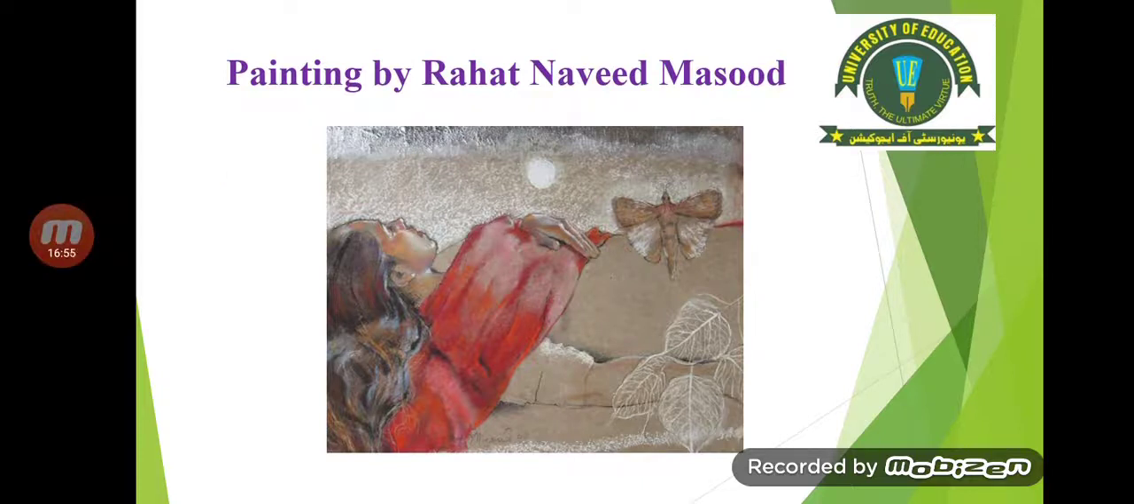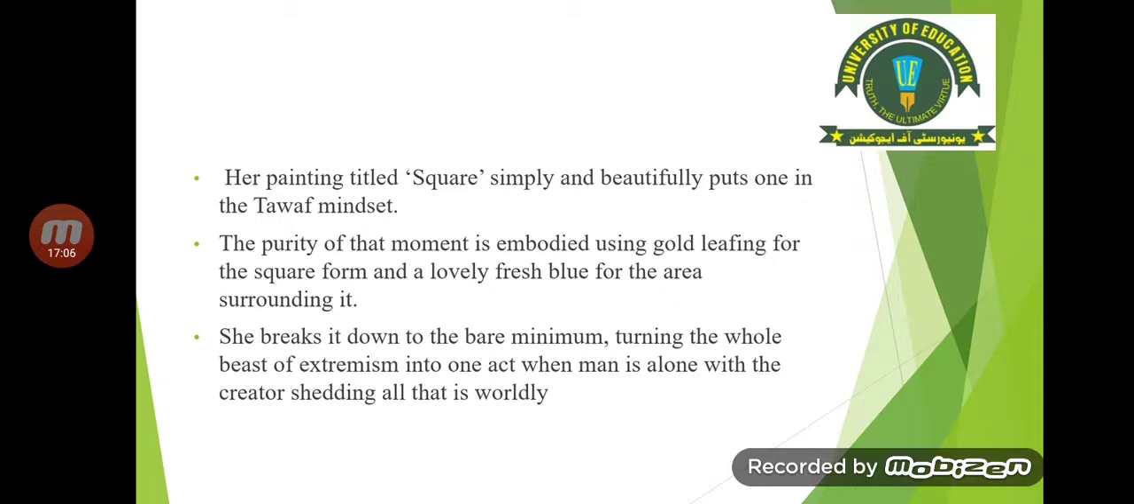In this painting we can see the feelings of longings towards the lover. Her painting titled Square simply and beautifully puts one in the tawaf mindset. The purity of that moment is embodied using gold leafing for the square form and lovely fresh blue for the area surrounding it. So basically she is playing with simplified colors and simple shapes, and yahan pe she has made a square out of gold leaf and ek jo square hai usko Khana Kaaba ki tarah dikhaya gaya hai. It has a spiritual quality, or that's why she has used the gold leaf.